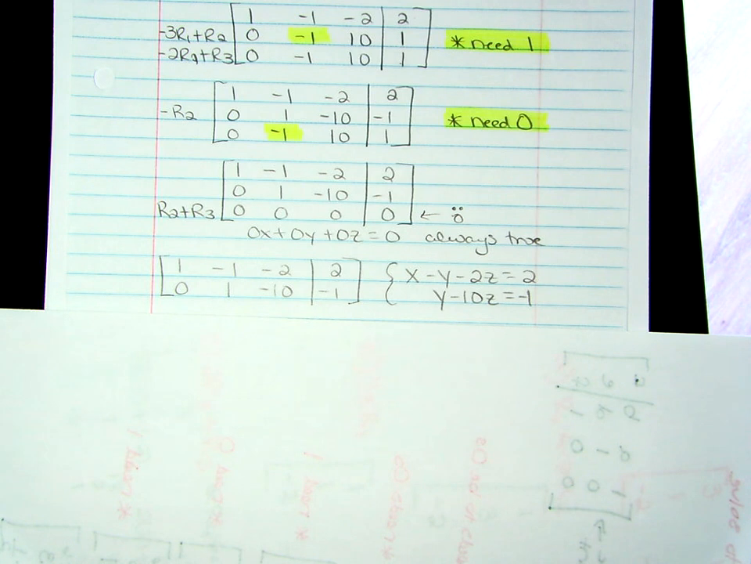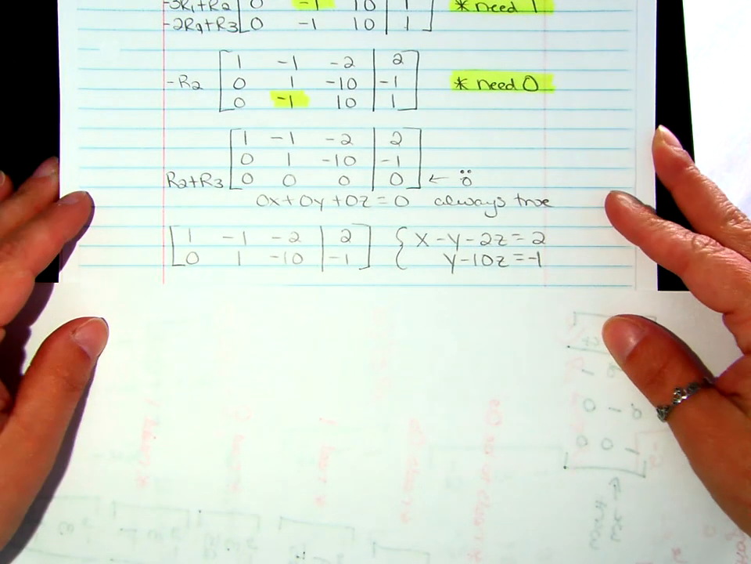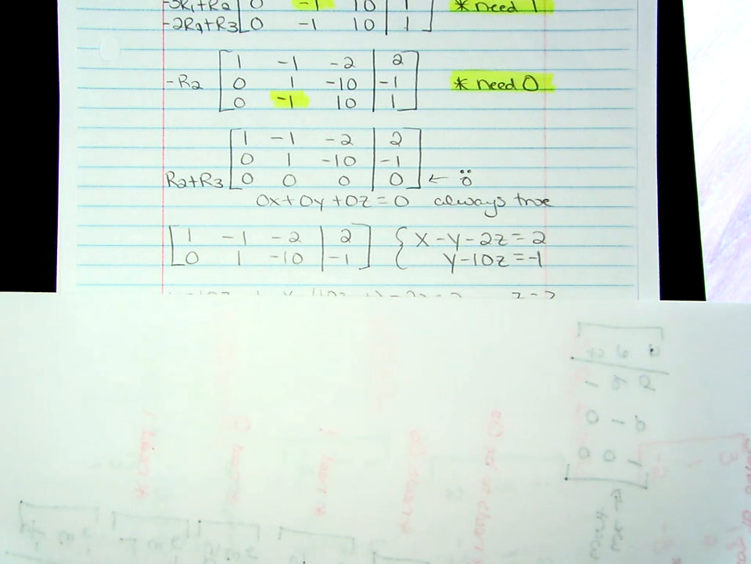By just looking at the top row and the middle row, we can write a system of equations. We can write that top row as x minus y minus 2z equals 2, and y minus 10z equals negative 1. Now, why would we want to do that? Well, think about what this system is called. It's known as a dependent system. What does it depend on? Well, what row went away entirely? Row 3, which is our z row.